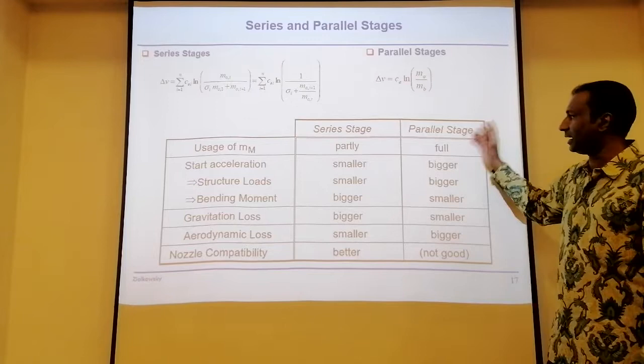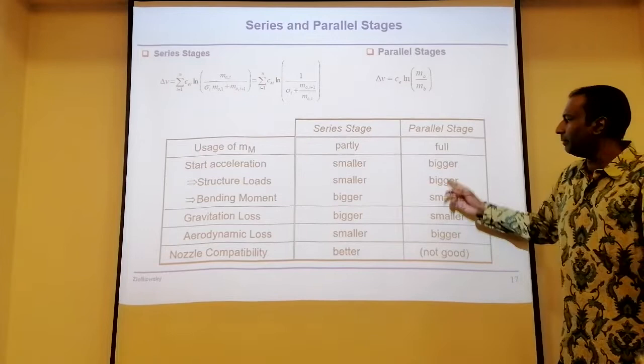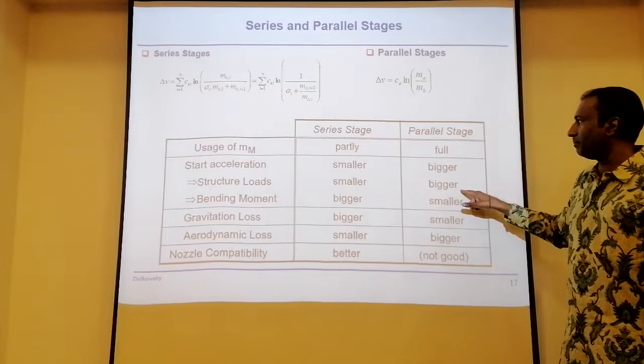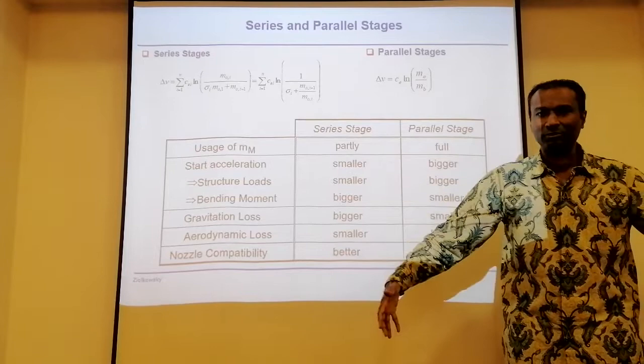Start acceleration: series is smaller because you work with only one engine. With parallel, you can blast all these engines. Of course, it's bigger, so that you get faster. Structure load is actually smaller for series, because you put one inside another. But for payload, parallel is bigger because, remember, you are carrying two engines together side by side. So the load is challenging.